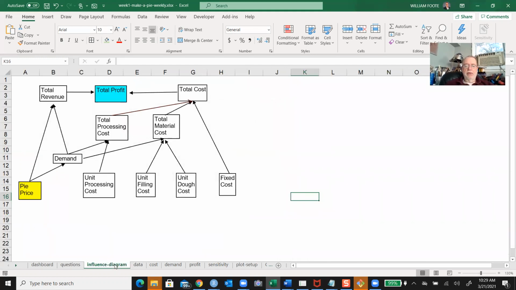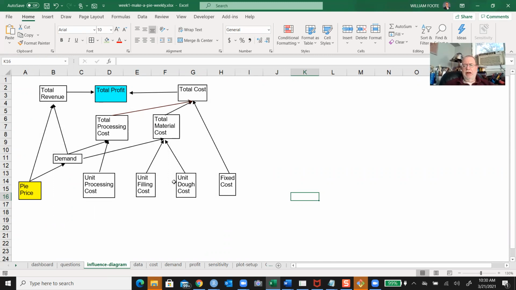All starts with an influence diagram. Total profit means calculating revenue and cost. Revenue means calculating the demand for and the price of the product, and those will interact. Total profit is our metric. It will be colored in blue. Pie price is our decision. That will be colored in yellow. Everything else ends up being some kind of a constraint.